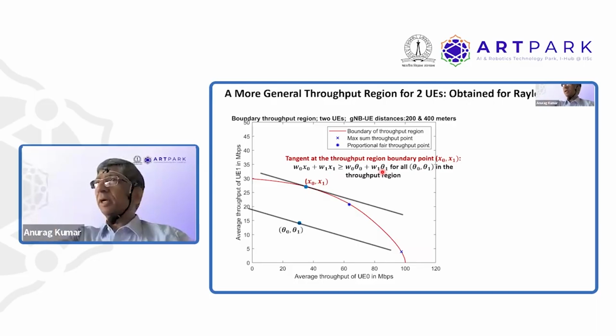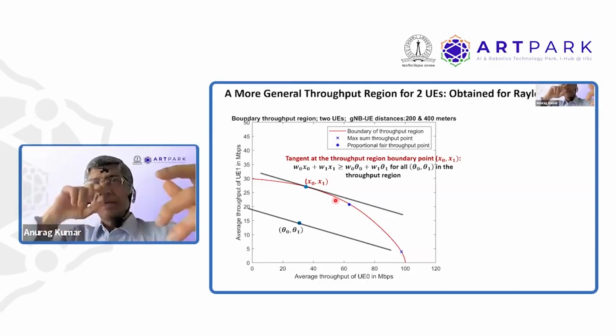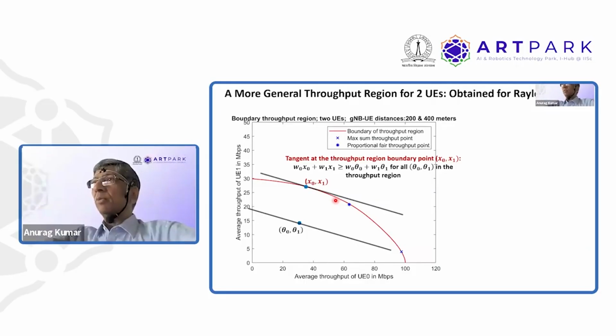If I run the algorithm for a particular W0, W1 pair, I will get this point. Then I change the W1, W0 pair, and I may get this point. I may get this point. Experimentally, I can keep on running the network for different schedulers and for different W0, W1 pairs to get a bunch of points on the rate region.